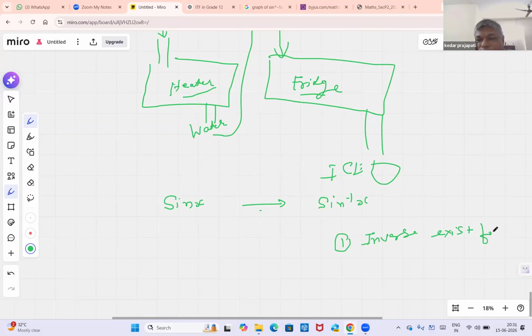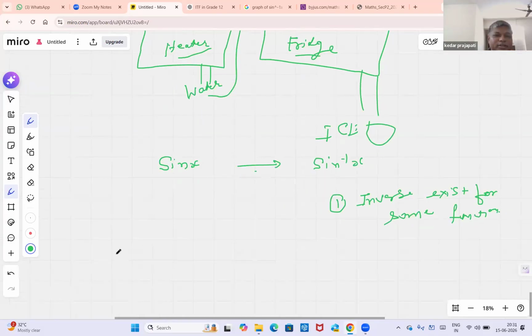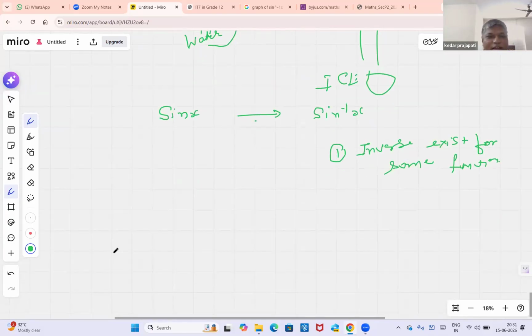Inverse exists for some functions, not all functions, right? I'll tell you an example. Suppose I have two different machines.